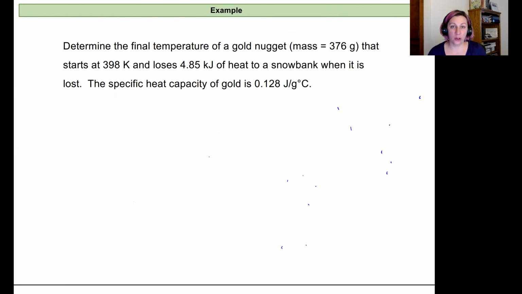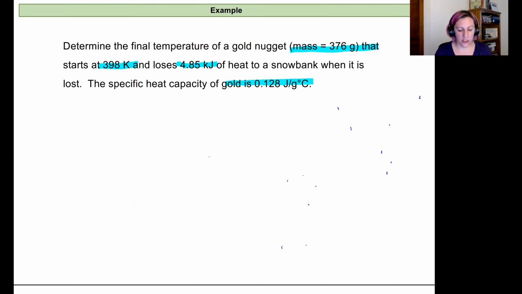So in this one, we're going to have some mythical gold nugget that gets lost in a snowbank. And we need to find out what temperature it's going to be at. So it's going to have a mass of 365 grams, and it's going to have an initial temperature of 398 Kelvin. It's going to lose 4.85 kilojoules of energy or heat to that snowbank, and its specific heat capacity for gold is 0.128 joules per gram degree Celsius.